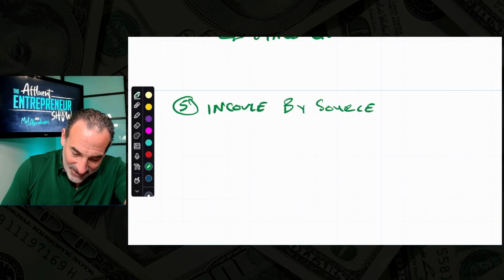All right. That then leads me to this. If we're going to look at income, we got to look at expenses by category.